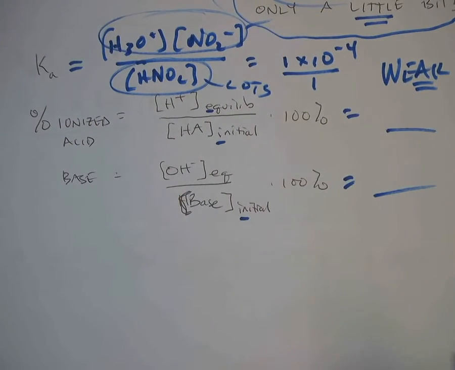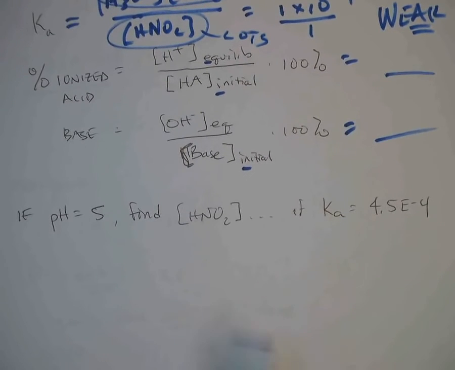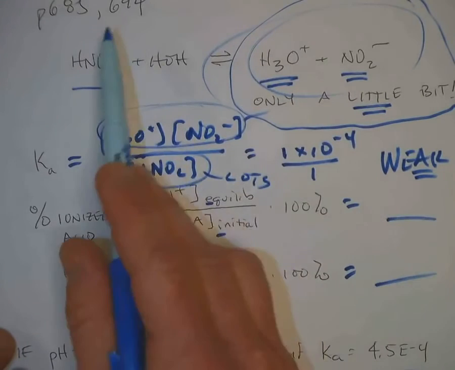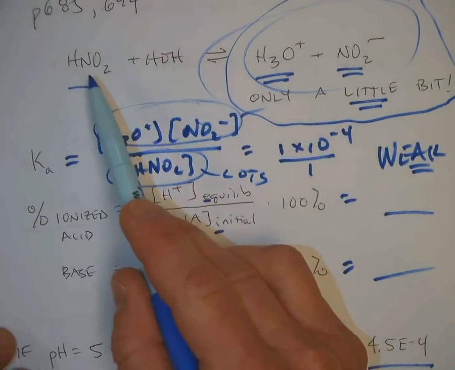And usually, weak acids are less than 5% ionized. Sometimes they're a little bit more. So let's go through a problem right here. In example 1, if the pH is equal to 5, find HNO2 if the Ka is equal to this. Well, we have the balanced equation right up here. This is the equilibrium of interest.